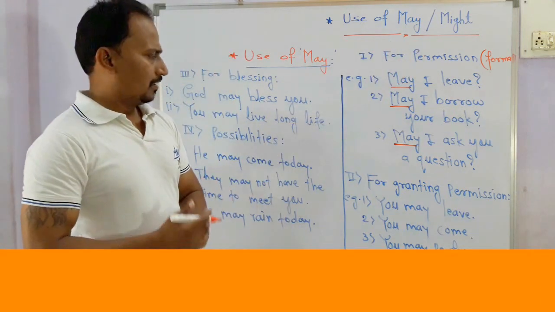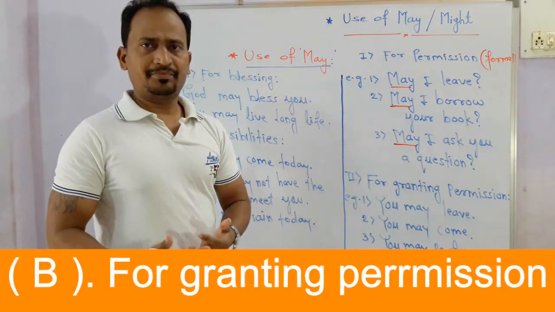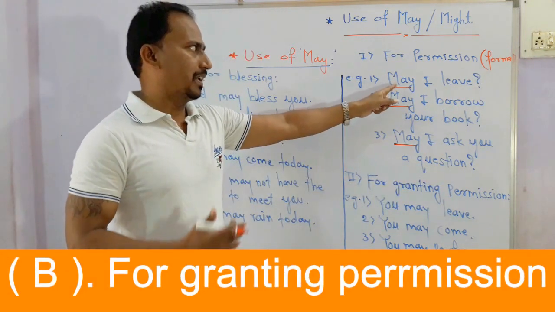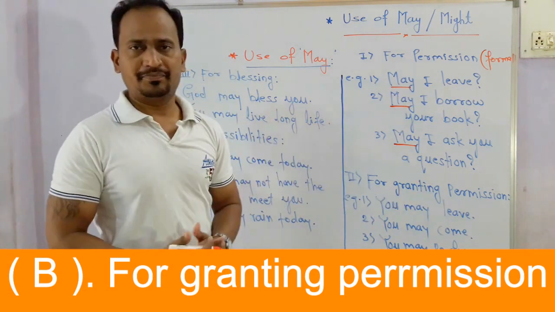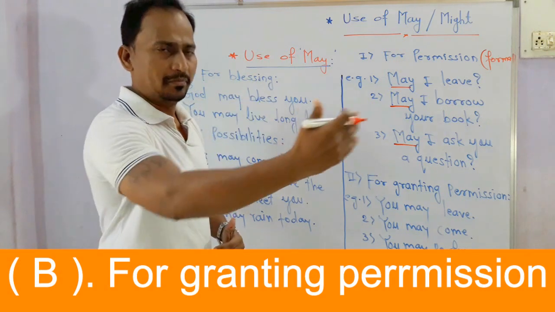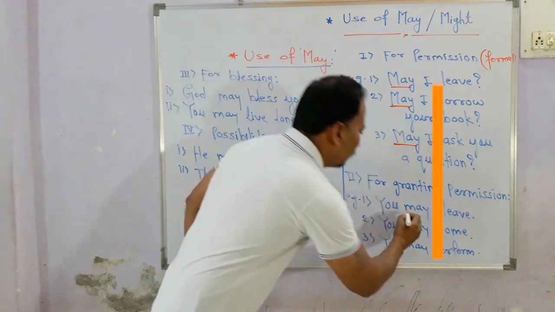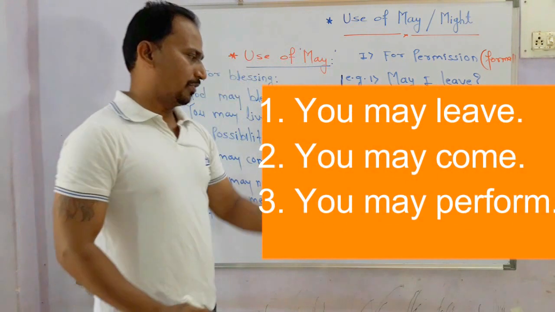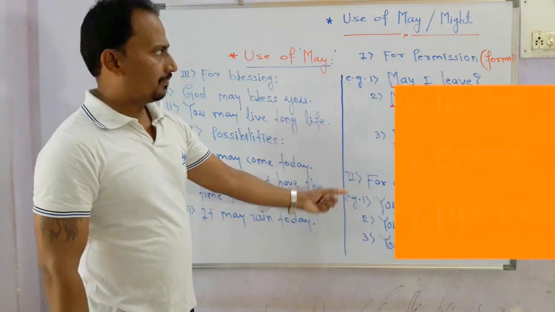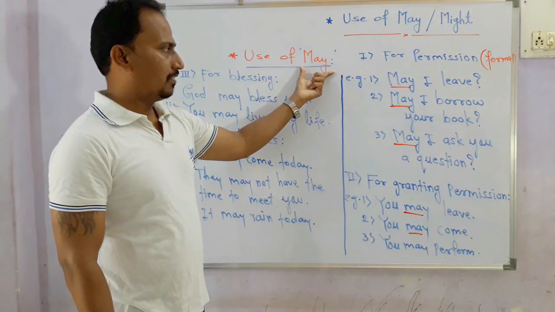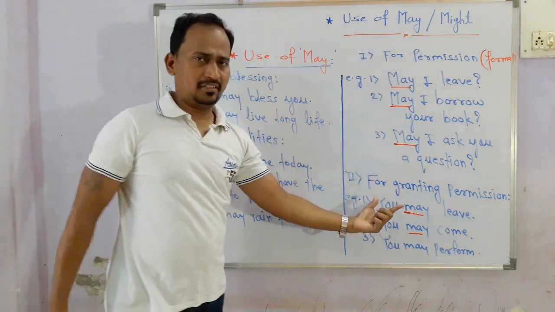Okay. So may can be used again for granting permission or for giving permission. If you ask, may I leave? You are granted. Yes, you may go. You may leave. So if you want to give permission, if you want to grant permission, at that time you can use may. You may leave. You may come. You may perform. So here, this modal auxiliary verb we can use for taking permission or for granting permission.